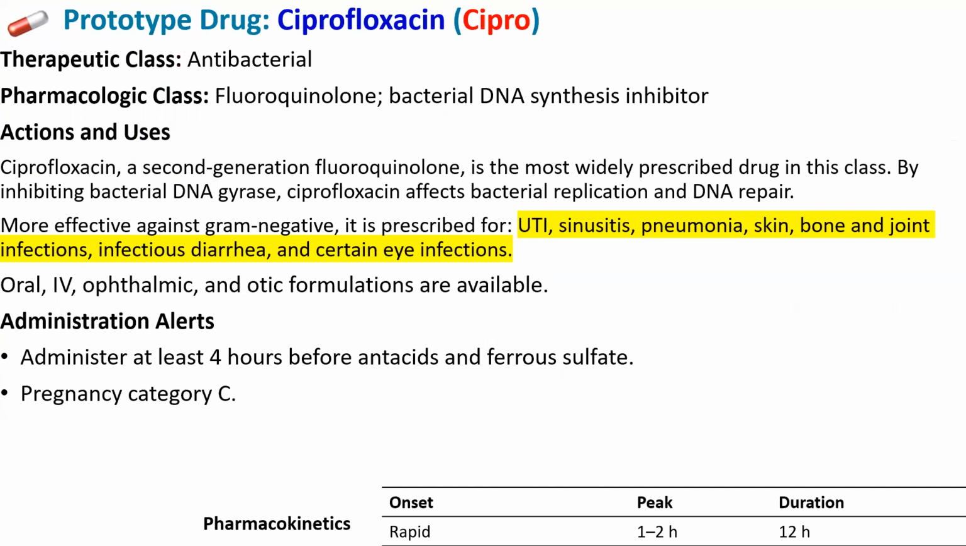So, ciprofloxacin. Floxacin is the suffix for the fluoroquinolones: ciprofloxacin, levofloxacin. So floxacin is the suffix for fluoroquinolones. They're antibacterial. They destroy or inhibit bacterial DNA synthesis. That's their mechanism of action.